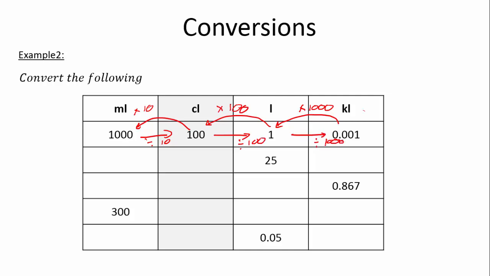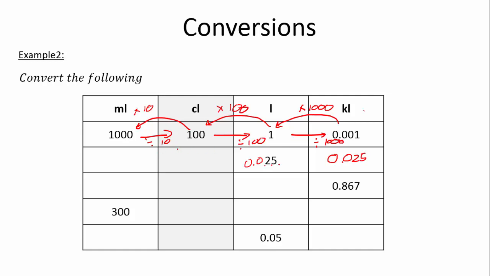Right? So 25 liters. We've got to divide that by 1,000 to get kiloliters. So we've got 25, and the dot is there. Divide by 1,000, we need to go 1, 2, 3. So there's a 0 and a 0. And it'll go that way, so we get 0.025.